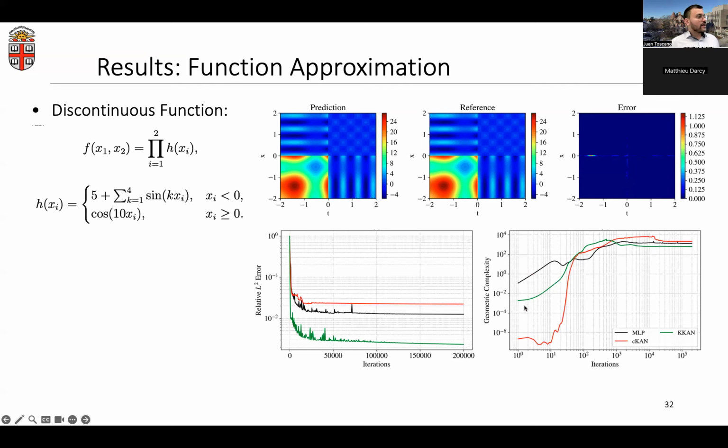What's the intuition for why KKAN is better? In this case, maybe it's what I was saying: if you go to the discontinuous function, maybe the inner functions go a little bit crazy. So if you have an MLP, the MLP will be a bit more stable. I see.